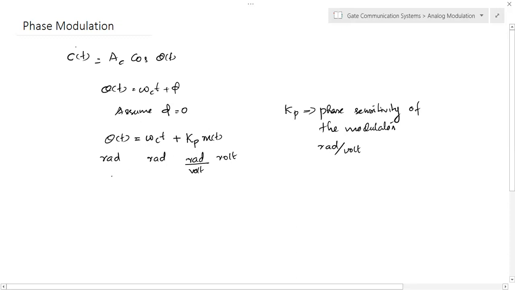And here you can see that your phase shift, phi of t, the phase shift provided by the signal, is simply Kp into m of t. So we can write the phase modulated signal like this: s of t is equal to Ac cos of omega ct plus Kp into m of t. So this is a phase modulated signal.